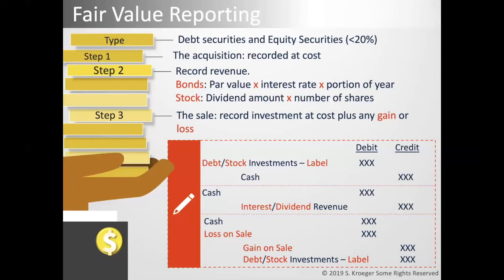If you bought something and you wanted to know how much you would make on selling it, you find the difference between what you paid for it and what you sell it for. That is the same thing here. Cash is what we are selling it for, and the investment account is what we paid for it. The difference will be our gain or loss.